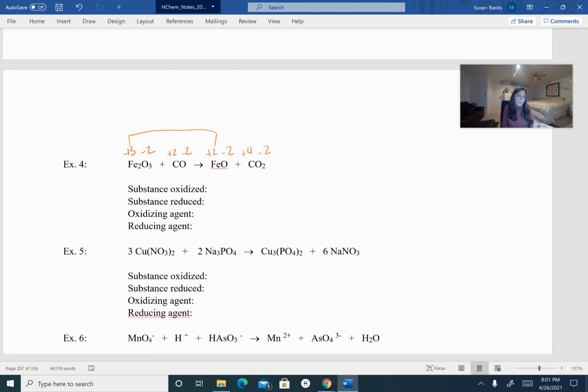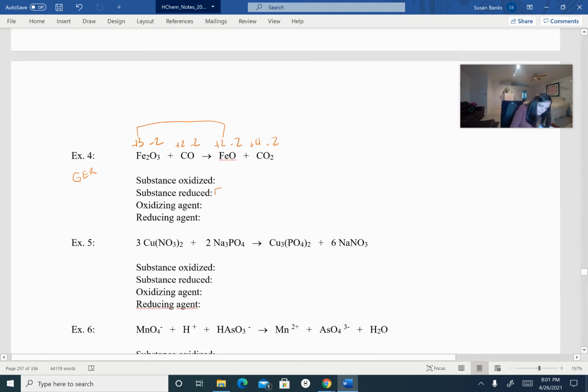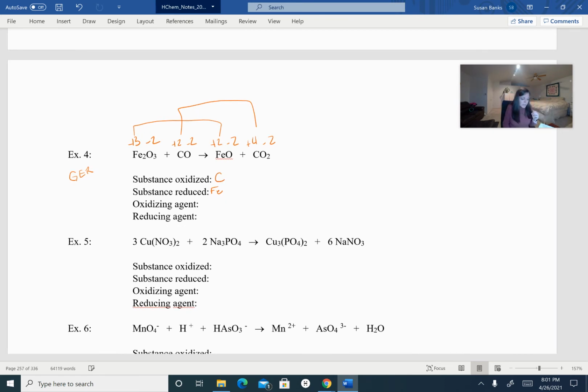How do I go from a +3 to a +2 with just electrons? I gained an electron, right? Gaining an electron is reduced. So the substance that was reduced here would be iron. Iron's reduced, okay? Now, carbon, on the other hand, goes from +2 to +4. It lost 2 electrons. So carbon is what is oxidized.